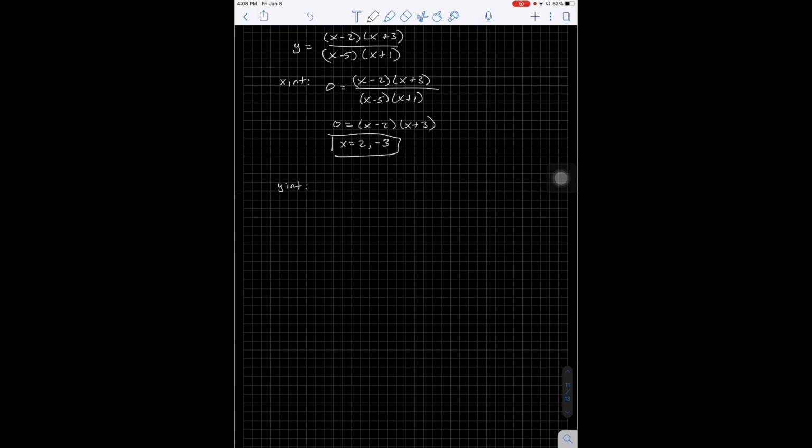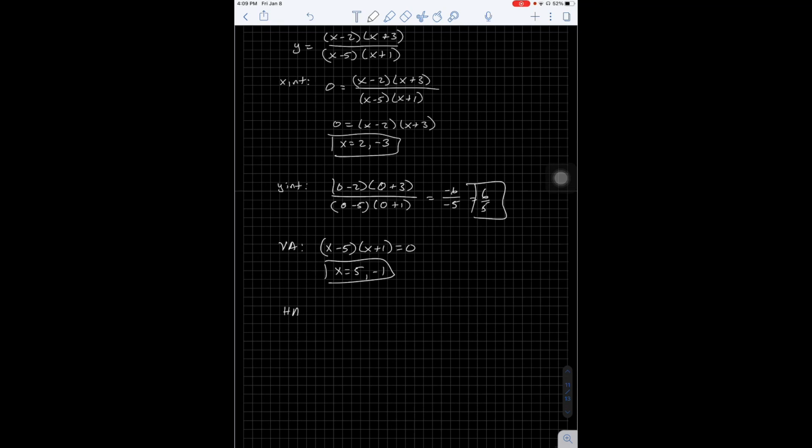Y-intercept. I'm going to plug in 0 for x. Okay, so I'm going to get a -6 over -5, which is a +1 and a fifth, okay? That's my y-intercept. Vertical asymptotes. I set the denominator equal to 0. And look at that. It's already factored for me, so that's cool. X equals 5 and -1, so there's 2 of them again. It's going to be a 6-section problem.